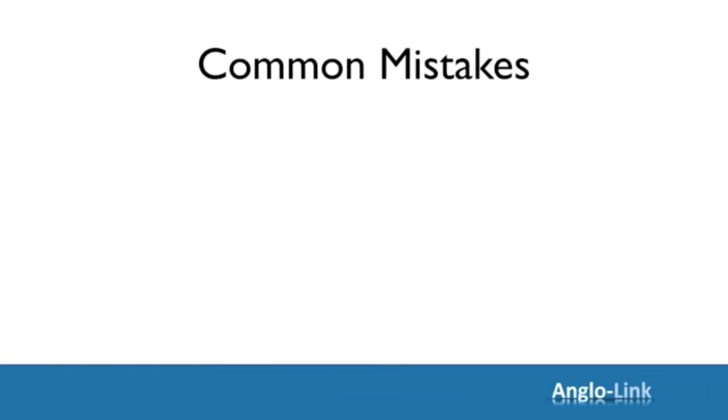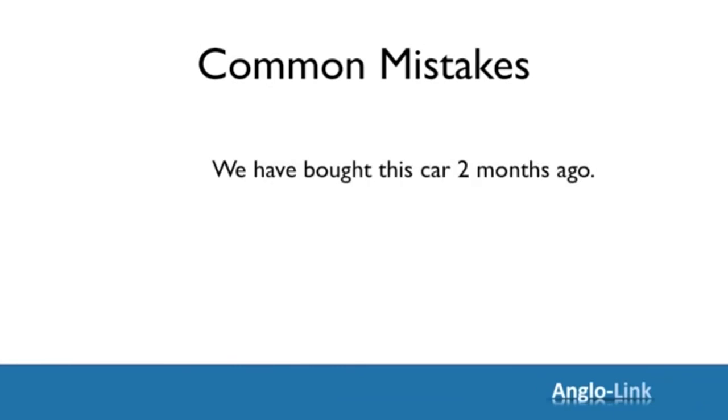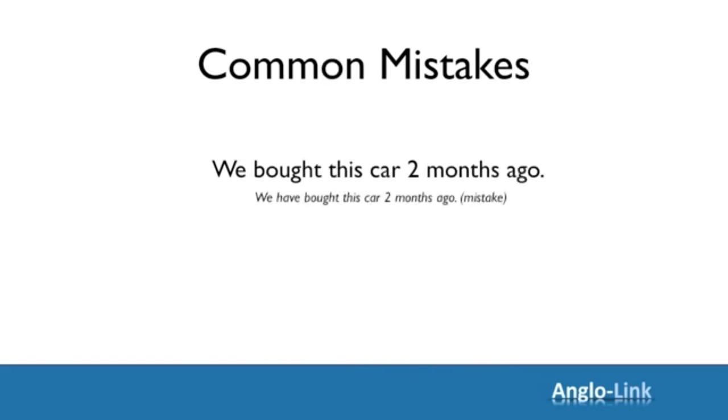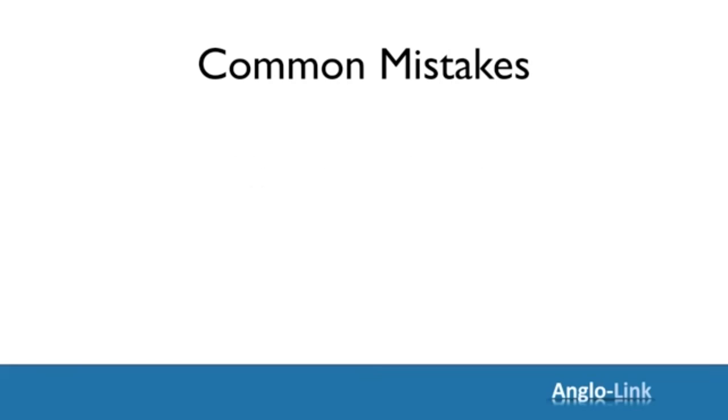Let's look at some common mistakes. The most common mistake is using the present perfect instead of the past simple. For example, saying something like, we have bought this car 2 months ago. Because we are mentioning a specific time in the past, 2 months ago, we should use the past simple. We bought this car 2 months ago. Another example, I have slept well last night. Once again, last night refers to a specific time in the past. So we need to use the past simple.